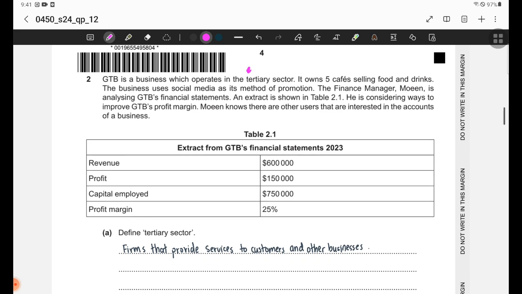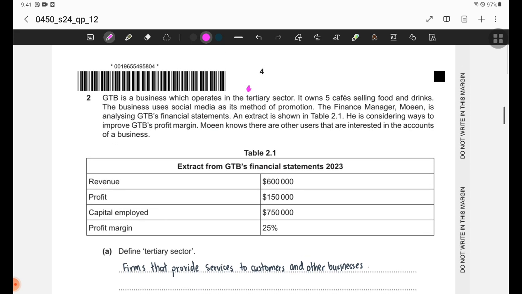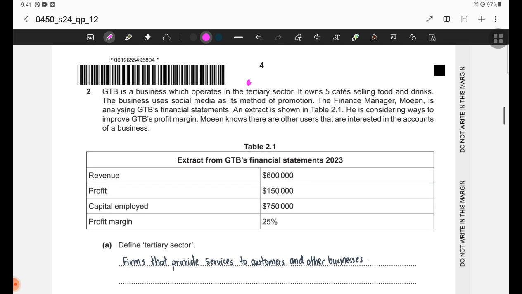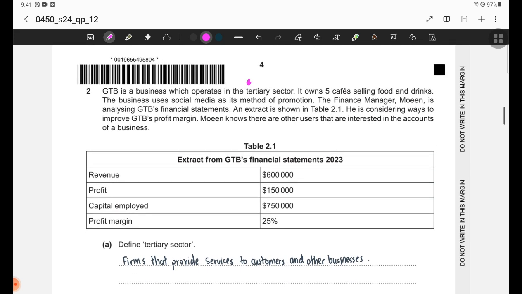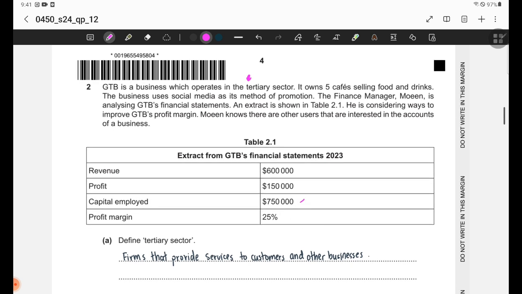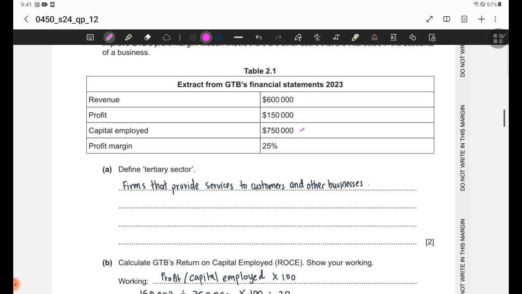Okay, so for the table of the financial statement, we have the revenue, of course, we have the profit, we have the capital employed, cost here, and your profit margin. Okay, so define a tertiary sector. All right. Okay, so I don't think there's many ways for you to write this, but the most you can do is follow your textbook and the glossary.